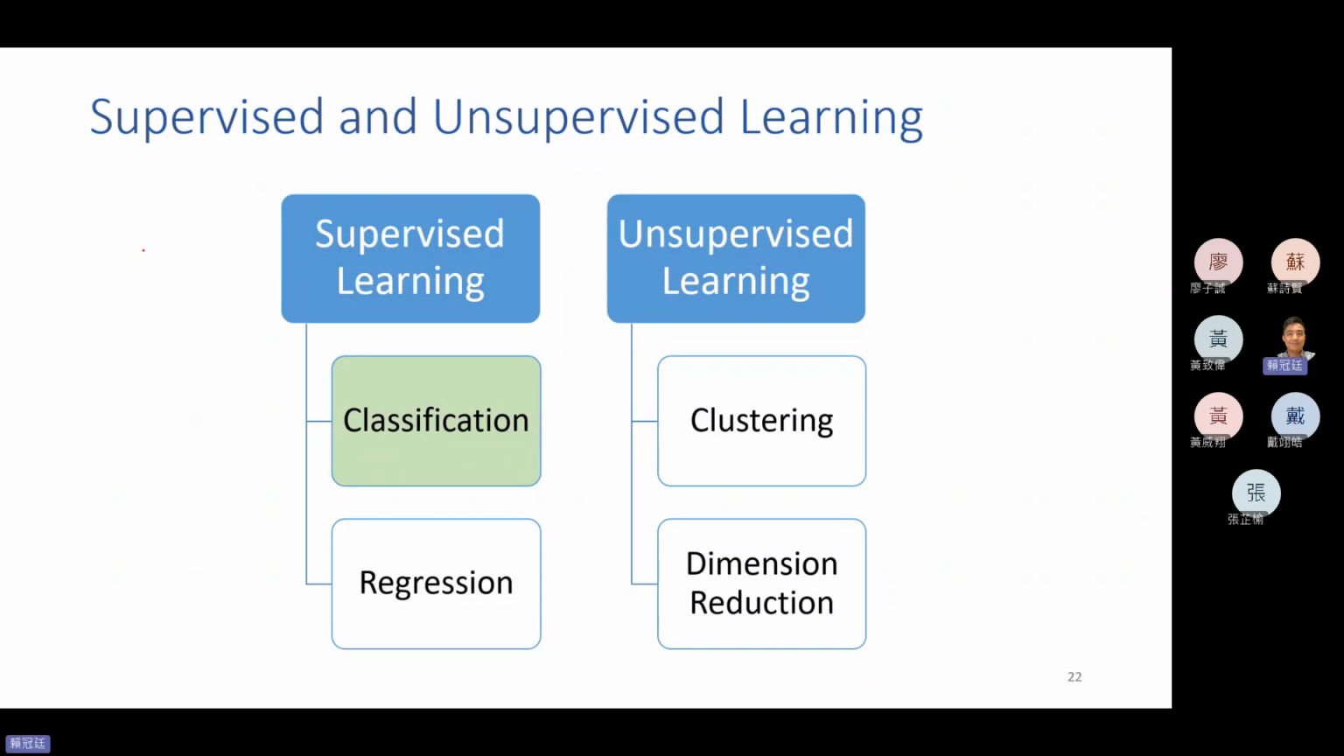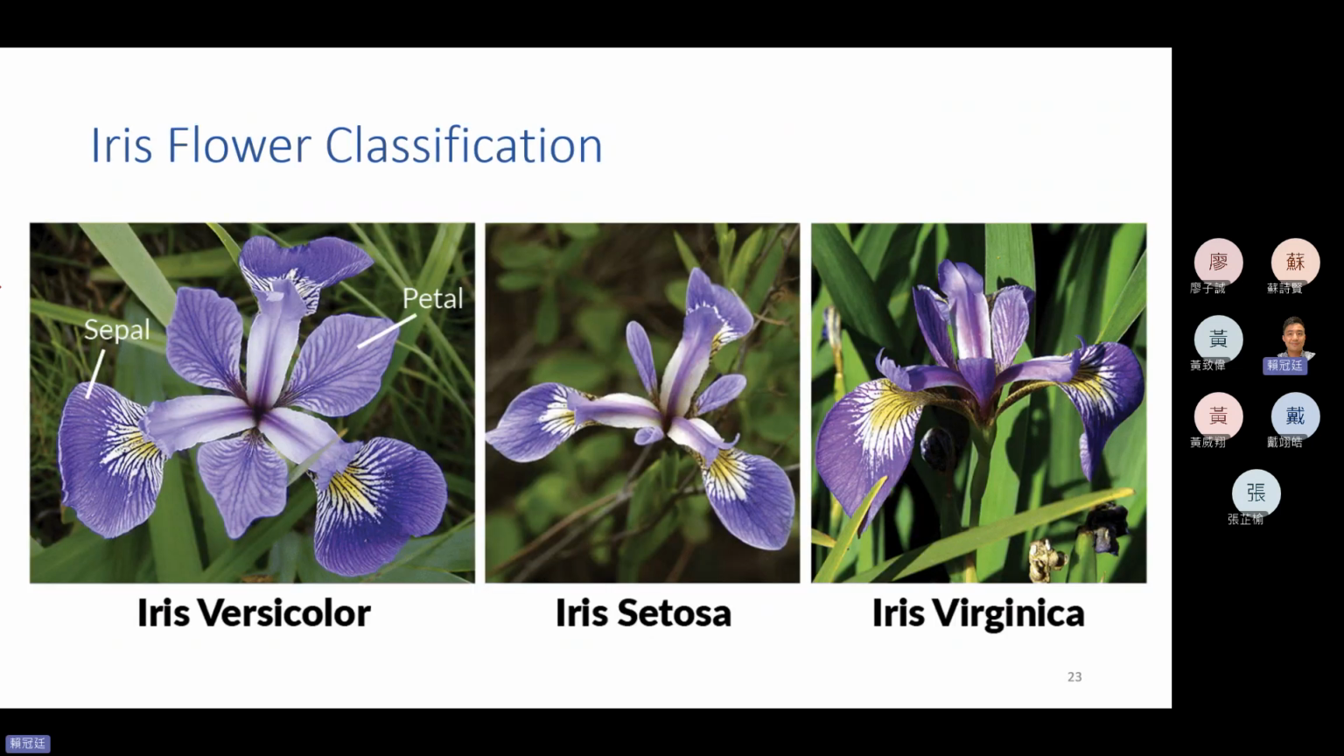And now we are going to introduce the classification of supervised learning. Okay. So let's look at a famous example. It's called iris flower classification. It includes only 3 classes: the first one is called iris versicolor, the second is called setosa, and the third is called virginica. Okay, how can we classify those flowers? What's the feature that we can use?